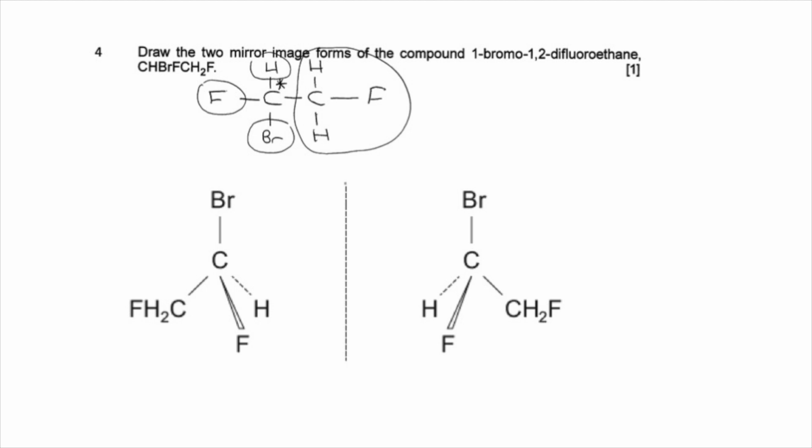Now if you draw 2 tetrahedrals, a mirror between them with a dotted line, and they're lined up as mirror images, and you've got the correct 4 groups on the carbon, so in other words the bromine, the CH2F, the fluorine and the hydrogen, you get 1 mark for that.